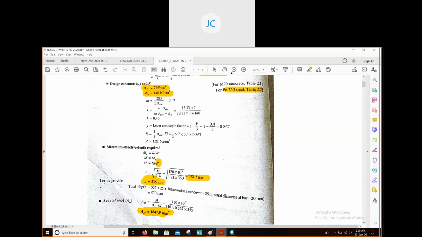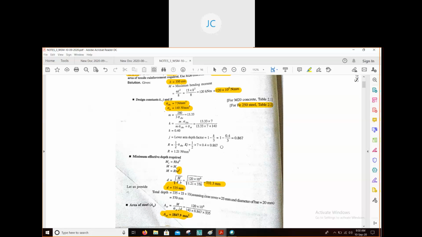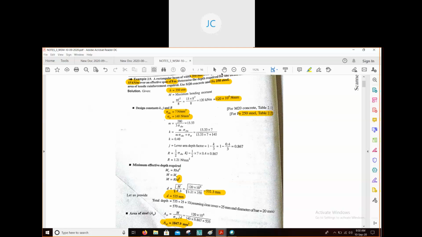So all of you have seen the problem. Do you have any doubt in this problem? All of you, do you understand this problem? Yes, sir. Okay. It is not a very hard problem. Almost everything is the same. Only you need to remember which formula we have to use, and when we have to use which formula. So these are all the problems regarding our singly reinforced beams.